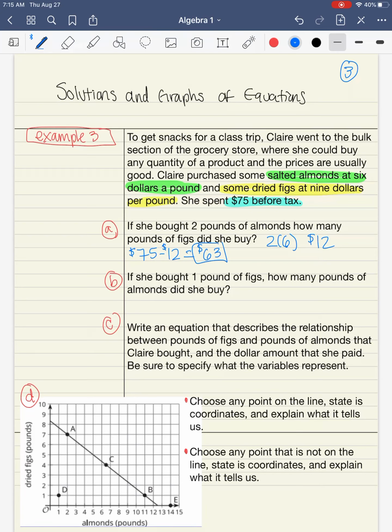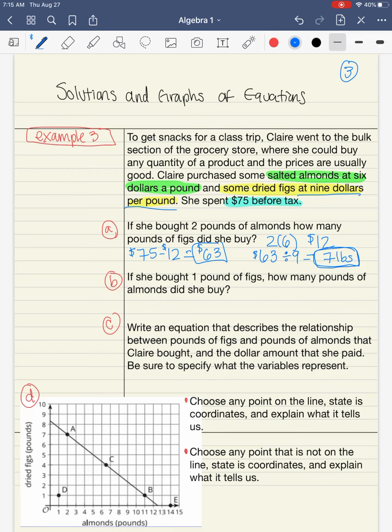That's how much she spent on figs, but we need to figure out how many pounds she bought. Well, figs are $9 per pound. So then you might go 63 divided by 9, and that's going to give you 7 pounds. So you can reason out that question by showing your thinking without writing an equation and solving, but we want to observe these patterns and build up to writing an equation.